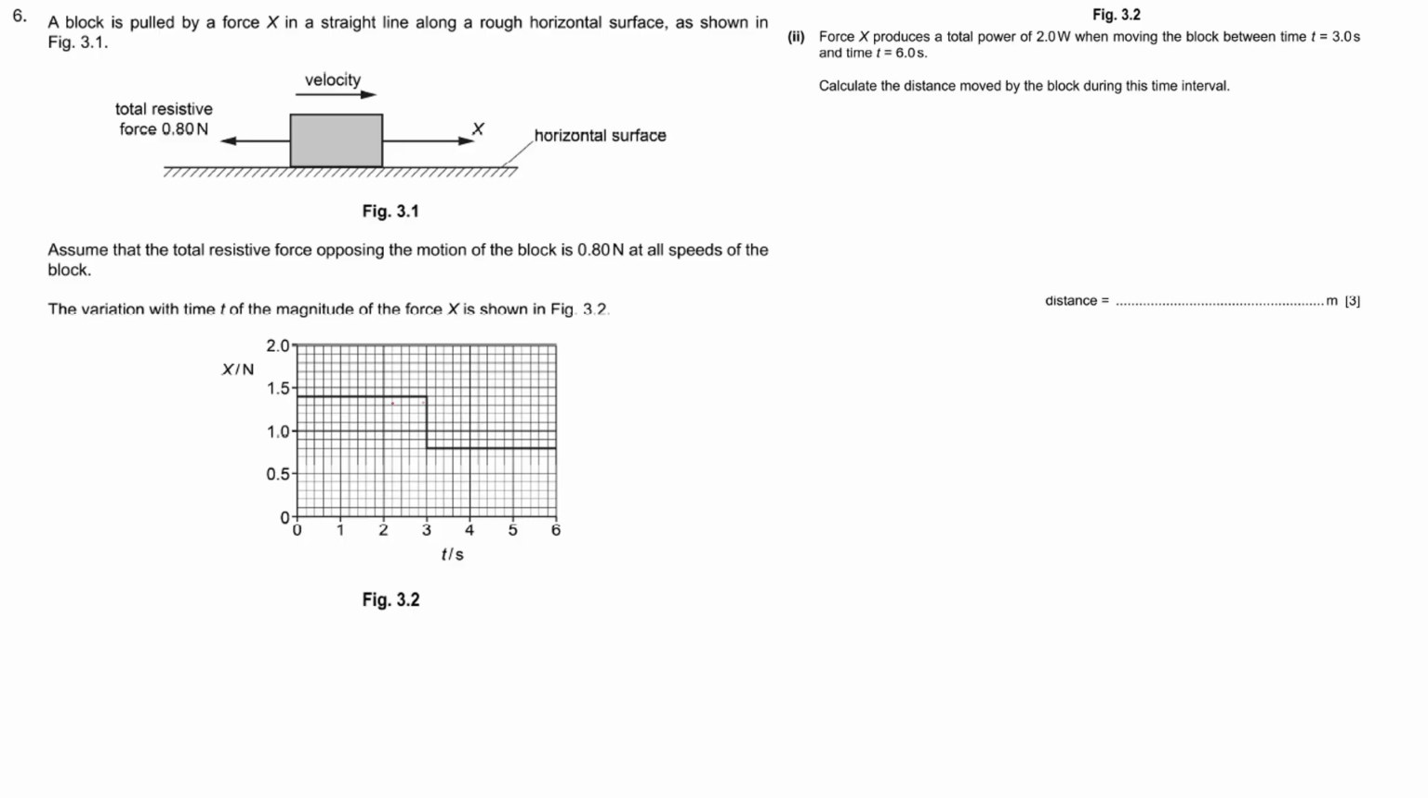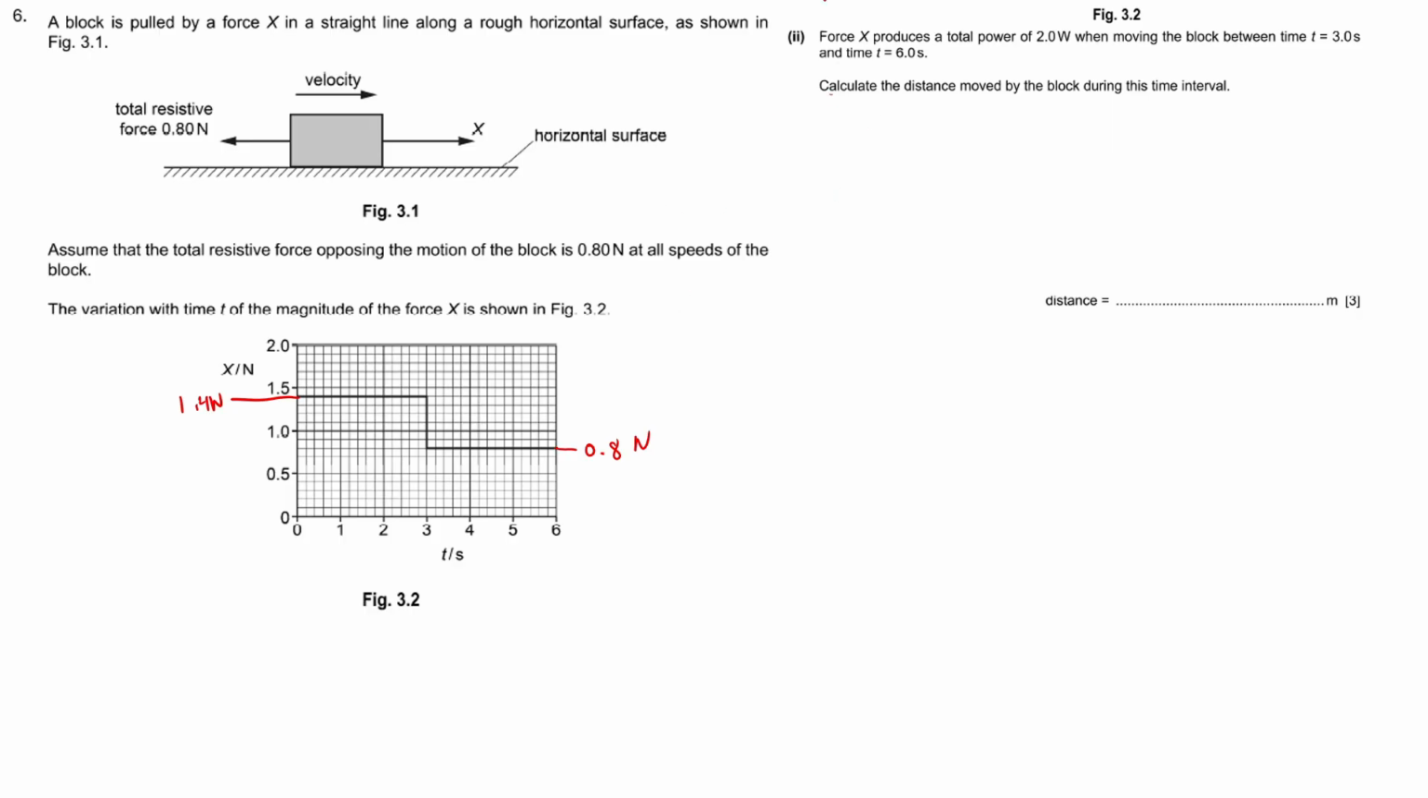Let's try and read this first. So it turns out that here it's like 1.4 newtons, and then here 0.8 newtons. So force X produces a total power of 2.0 watts when moving the block between time 3.0 seconds and time 6.0 seconds. Calculate the distance moved by the block during this time interval.